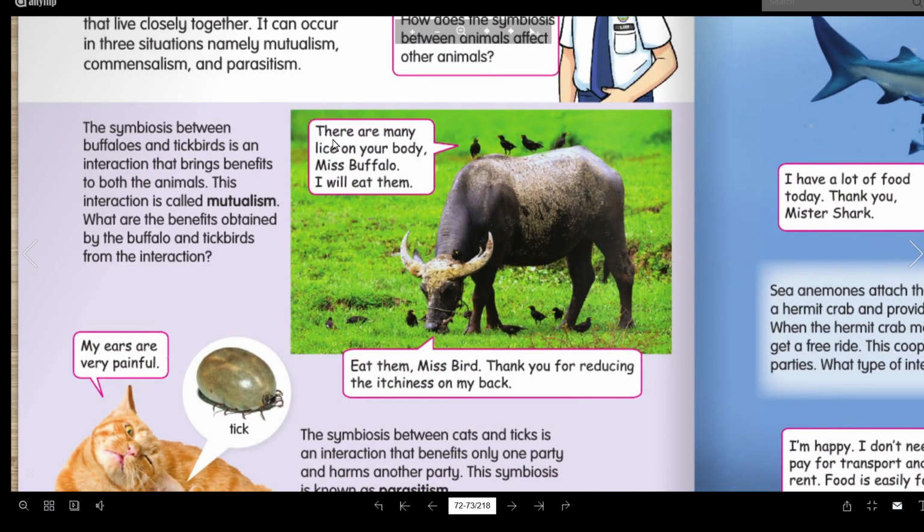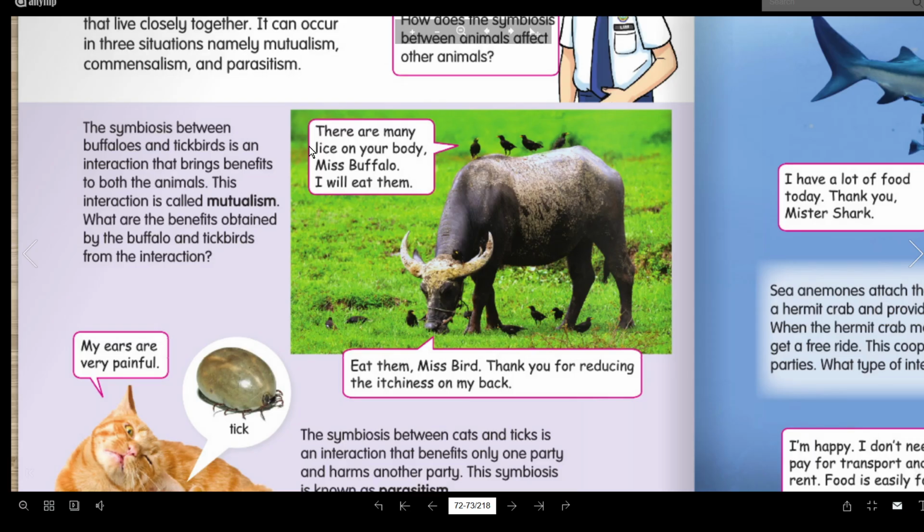Here you can see there is a buffalo. There are many lice on my body, and Miss Buffalo, I will eat them, these birds are saying, right? Buffalo is saying, eat them, Miss Bird. Thank you for reducing the itchiness on my back. So this is a type of symbiosis which is mutualism. Mutualism means they both get benefit, birds and buffalo.